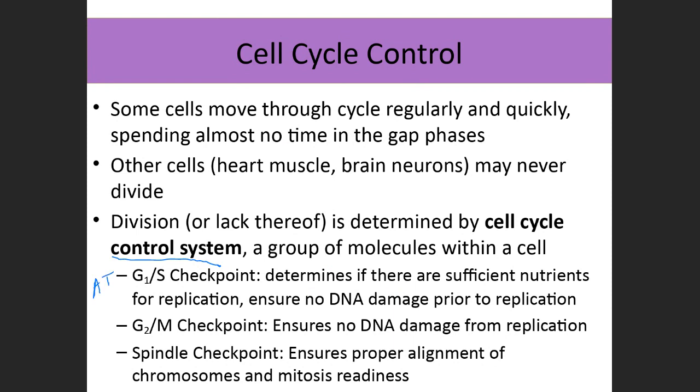DNA is made up of A, T, G, C. If you're going to make 2 copies of it, you've got to get more A, T, G, and C. Make sure you've got enough of those. Make sure that DNA looks good. You don't want to make a copy of bad-looking DNA. Make sure it's not damaged. So there are these checks, like, okay, we've got our nutrients, everything looks good, you can go.